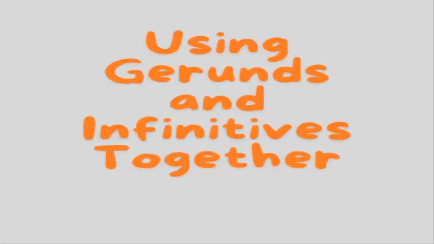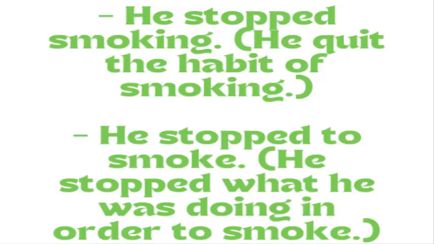Using gerunds and infinitives together. In some cases, both gerunds and infinitives can be used, but the meaning may change slightly. He stopped smoking. He quit the habit of smoking. He stopped to smoke. He stopped what he was doing in order to smoke.